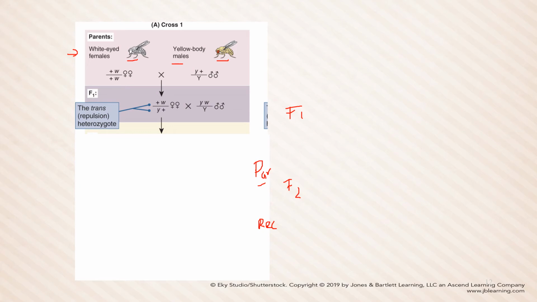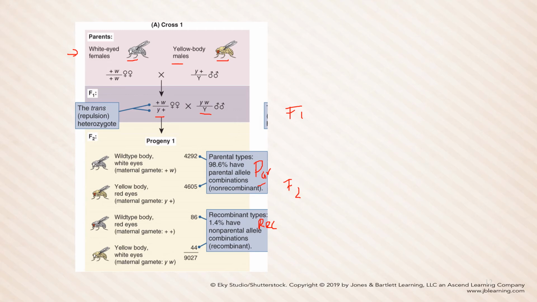Okay, so this will be the first answer. In this case, this will be a trans, repulsion heterozygous. Here you can see it's heterozygous. And here you will have, again, this double mutant that is hemizygous. And now I'm going to show you the parentals, and I'm going to show you the recombinants. So these will be the parentals. Again, the parentals will look similar to the parents, so they will be wild type body but with white eyes, and the other one will have yellow body but red eyes, while the recombinants will be completely wild type, or they will be double mutant. Yeah, double mutant, that will have yellow body and white eyes.